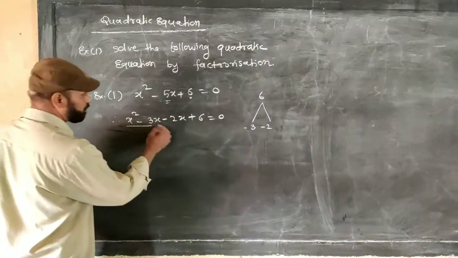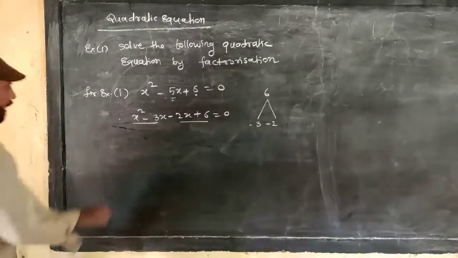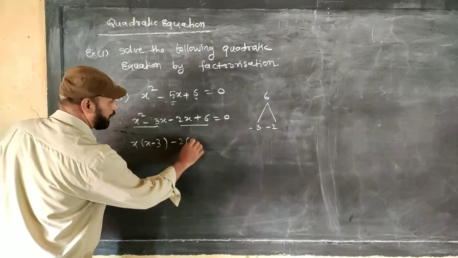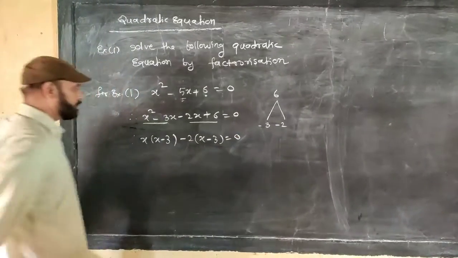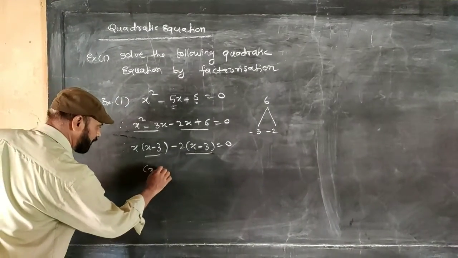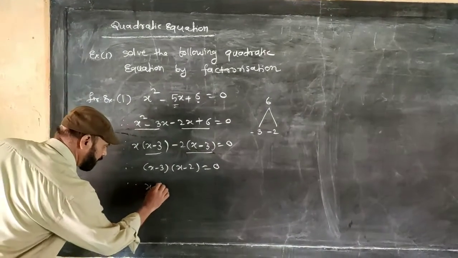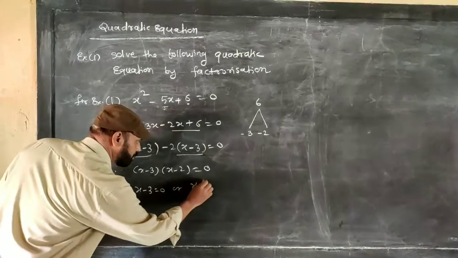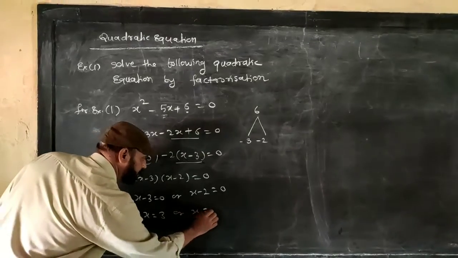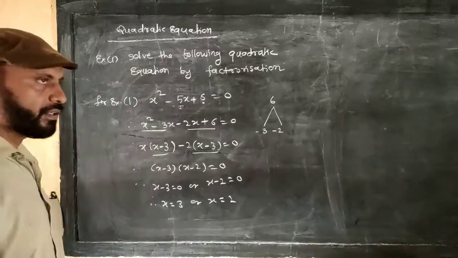Again taking common x from the first two terms and taking common minus 2 from the second two terms, we get x into x minus 3 minus 2 into x minus 3 is equal to 0. Therefore, again taking the bracket common, x minus 3 and x minus 2 is equal to 0. Therefore, x minus 3 is equal to 0 or x minus 2 is equal to 0. Therefore, x is equal to 3 or x is equal to 2.